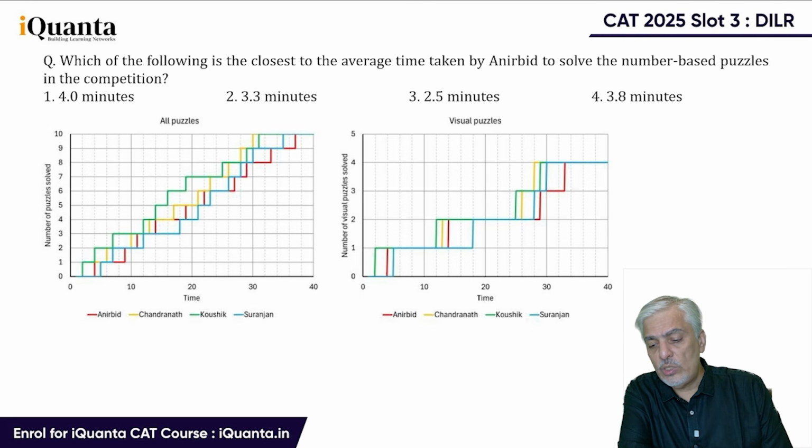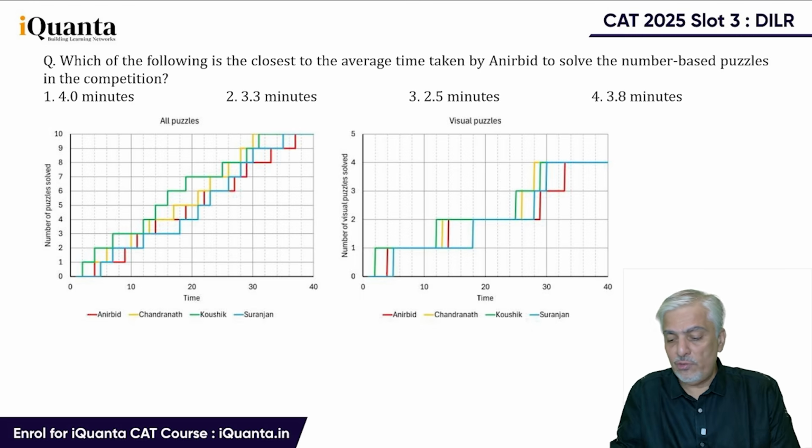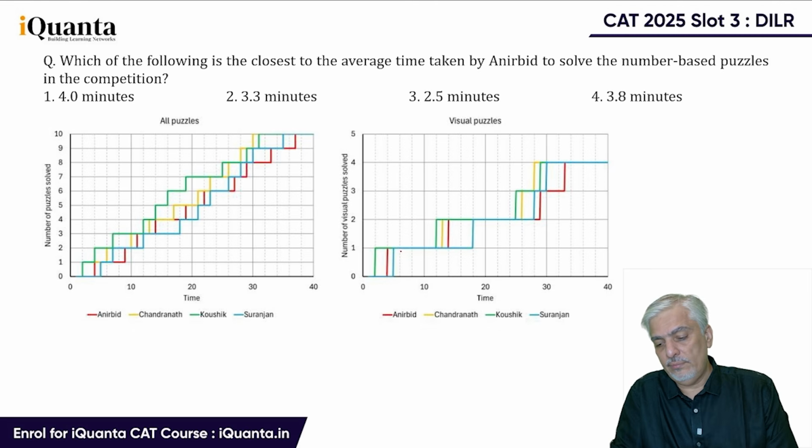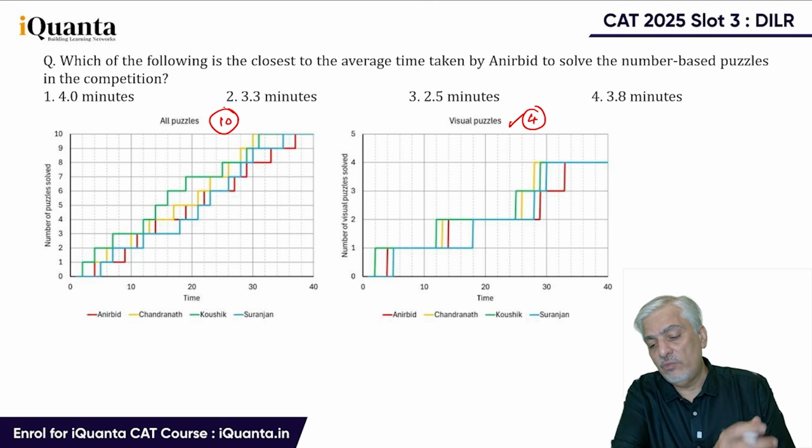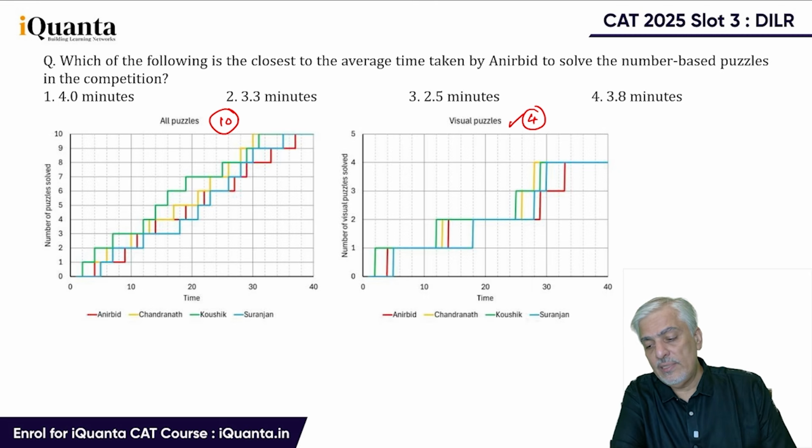Which of the following is closest to the average time taken by A to solve all the number based puzzles? Now if you notice very carefully, these are visual based puzzles. Now I can see there are 4 visual based puzzles. So visual based puzzles are 4, and therefore total we had been told were 10, and therefore 6 of them were number based puzzles.